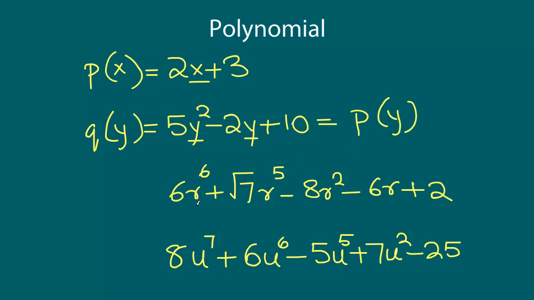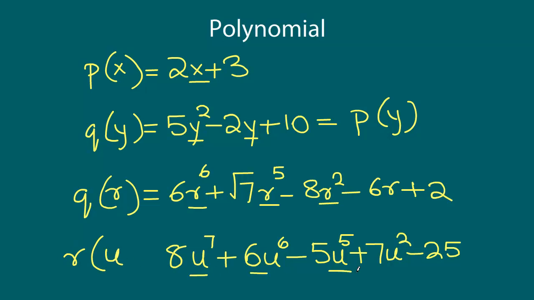The third one is a polynomial in variable r. So we can write this as q of r, within brackets, r is the variable. Remember, the letter which is inside the brackets or parenthesis is always the variable. And similarly for the last one, the variable here is u, right? So we can say r within bracket u is equal to this. So this is how we represent a polynomial.